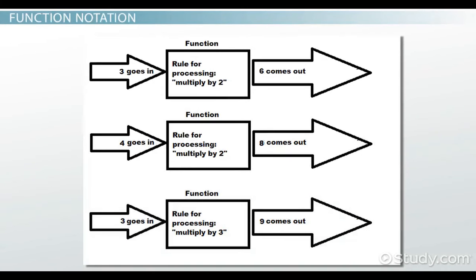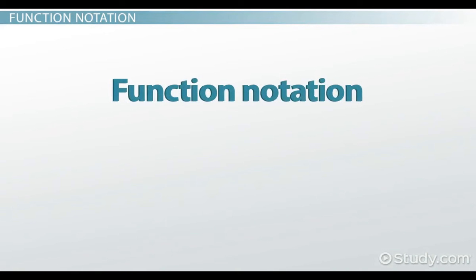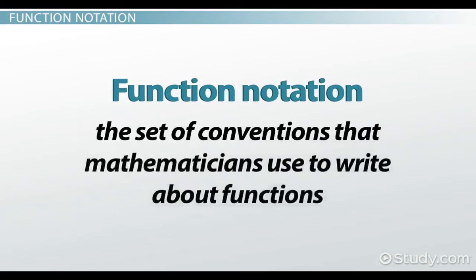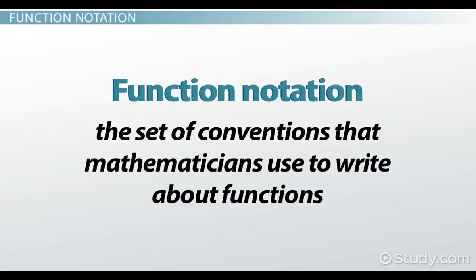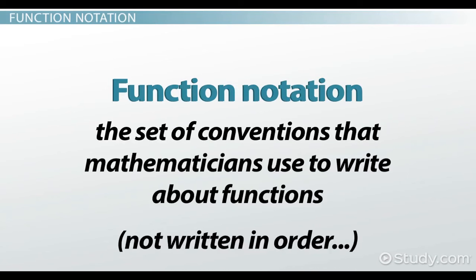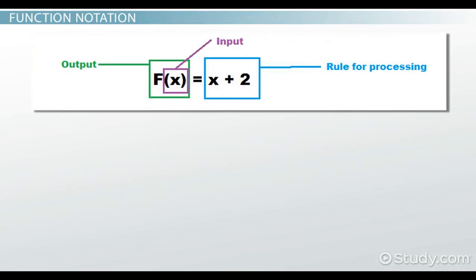So far, we've been using diagrams to show how functions work, but that's not how they'll actually appear in real life. Instead, you'll see something called function notation. Function notation is the set of conventions that mathematicians use to write about functions. They don't want to go around drawing diagrams all day, so everyone agreed on a different way to do it. The confusing part about function notation is that it's out of order. It doesn't show the input first, the processing second, and the output last. Here's how function notation looks.